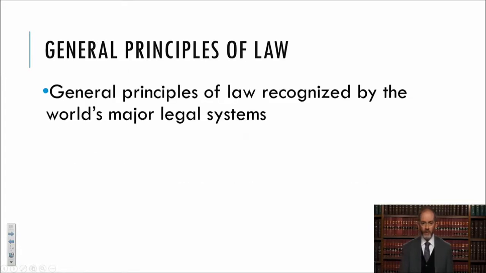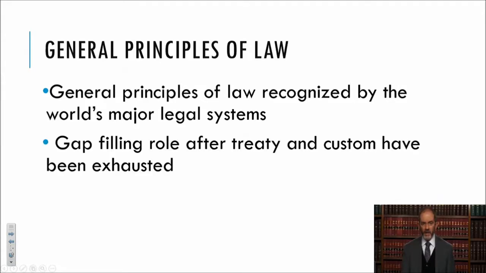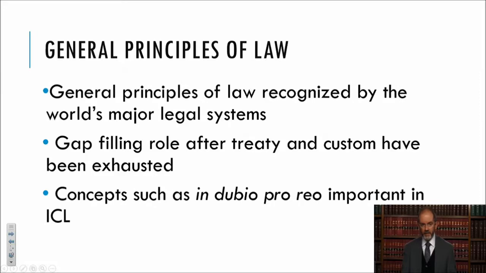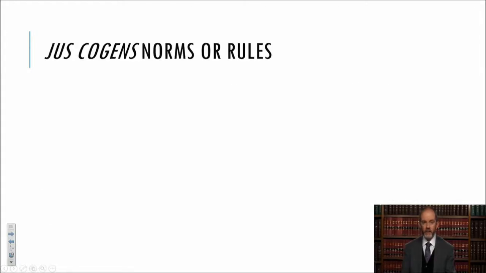And general principles of law, as I've said, are derived from the general principles of law recognised by the world's major legal systems and can have a gap-filling role before international courts and tribunals after the role of treaty and custom have been exhausted. Particularly in international criminal law, certain concepts may be very important, such as in dubio pro reo, which is a principle of interpretation in criminal law. Where there is doubt, the rule should be interpreted in a manner that benefits the accused. That is, to the extent that there is any ambiguity, it should favour the defendant.